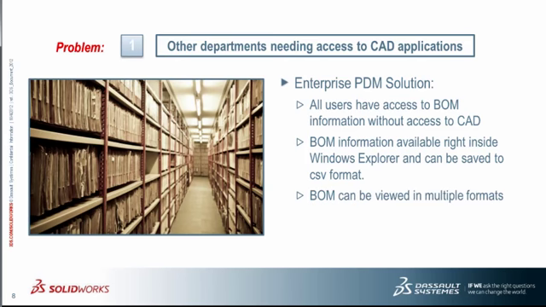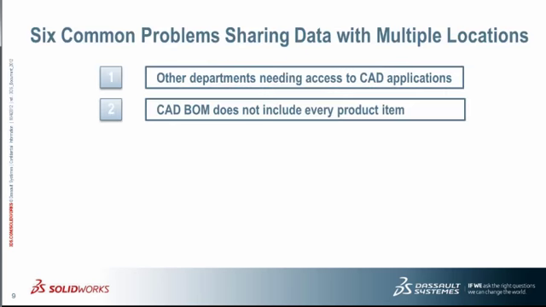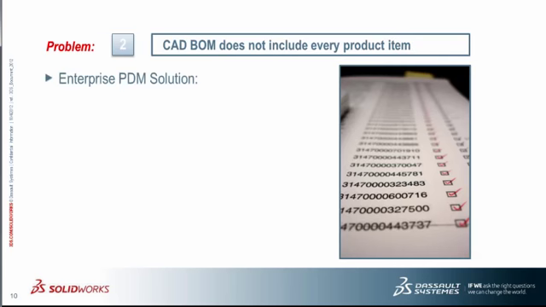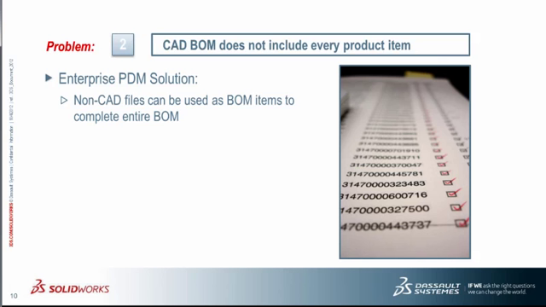And the BOM can be viewed in multiple formats, so you can have different templates that are used for different departments to show different information depending on how they'd like to see it. The second problem that we looked at is the CAD BOM doesn't include every product, every item. The way Enterprise takes care of this is by allowing you to attach non-CAD files to the CAD file just by a simple reference, and then that would show up in the BOM of the CAD file.